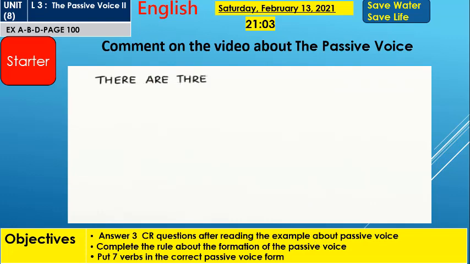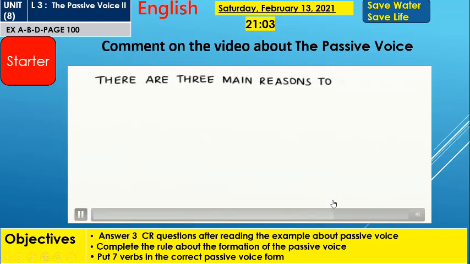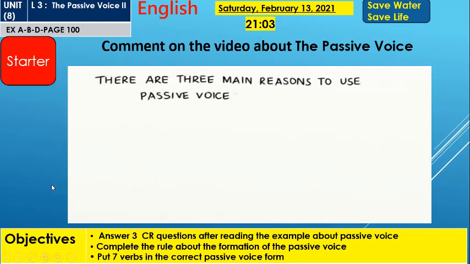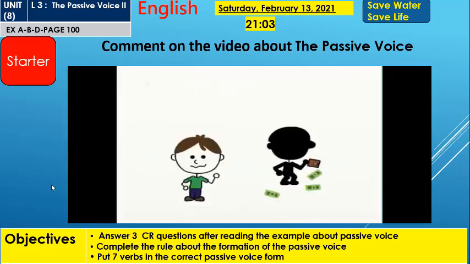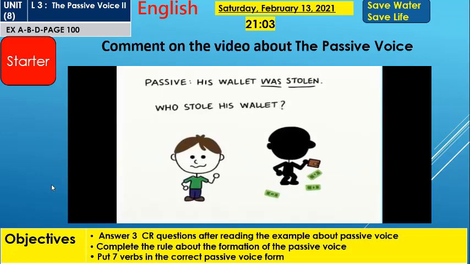There are 3 main reasons to use passive voice. The first reason is if the subject is unknown. For example, his wallet was stolen. Notice we use was, the past form of to be, and stolen, the past participle of steal. Who stole his wallet? We don't know. That's why we use passive voice.